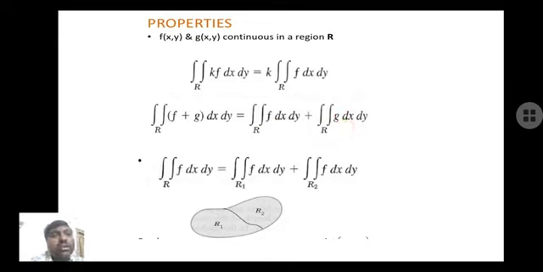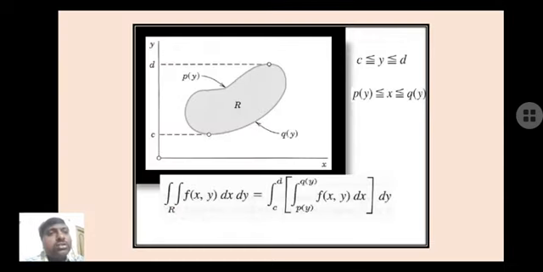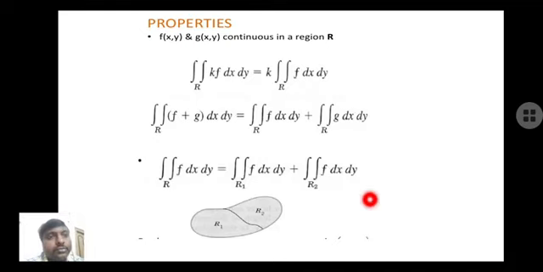Now I go through the third property. Here you can observe that your region R can be split into two distinct regions R1 and R2. So along these two regions I can split the double integration. The double integration over R of f dx dy is equal to the double integration over R1 of f dx dy plus the double integration over R2 of f dx dy.